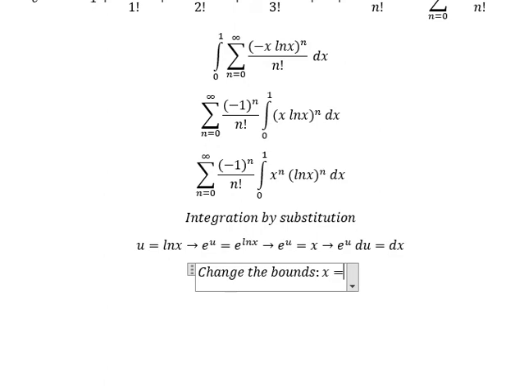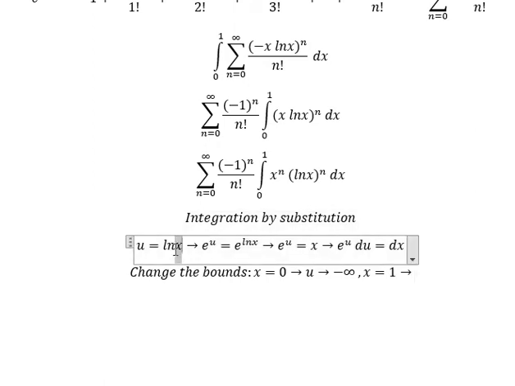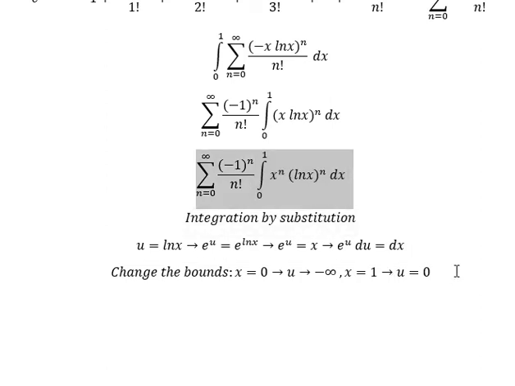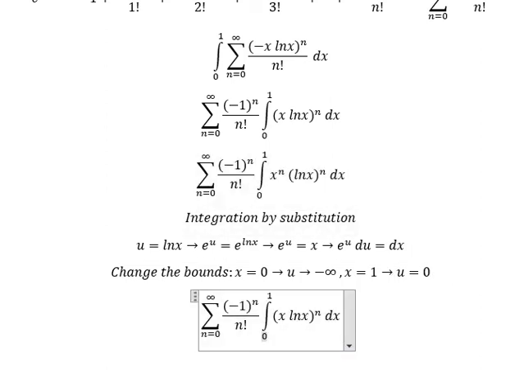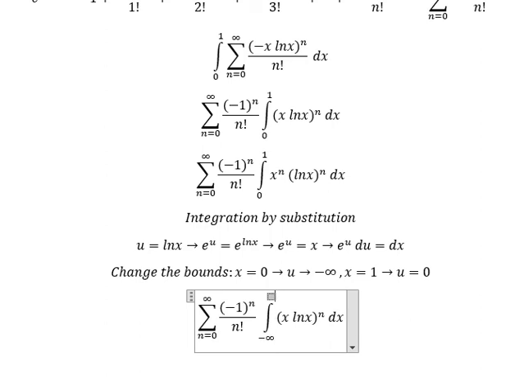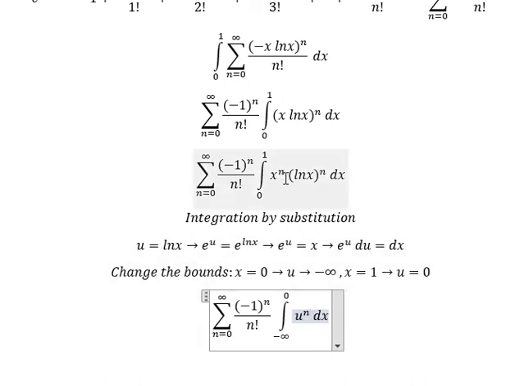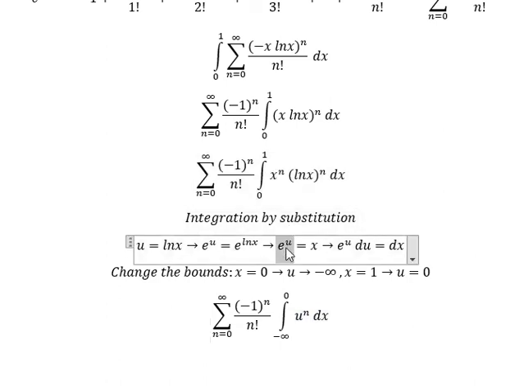Next, we need to change the bounds. When s equals 0, that means u will approach negative infinity. When s equals 1, so I will put 1 here, and we have u equals 0. Number 1 we change to 0. ln s we change to u. So I will put it like this. And s we change to this one.